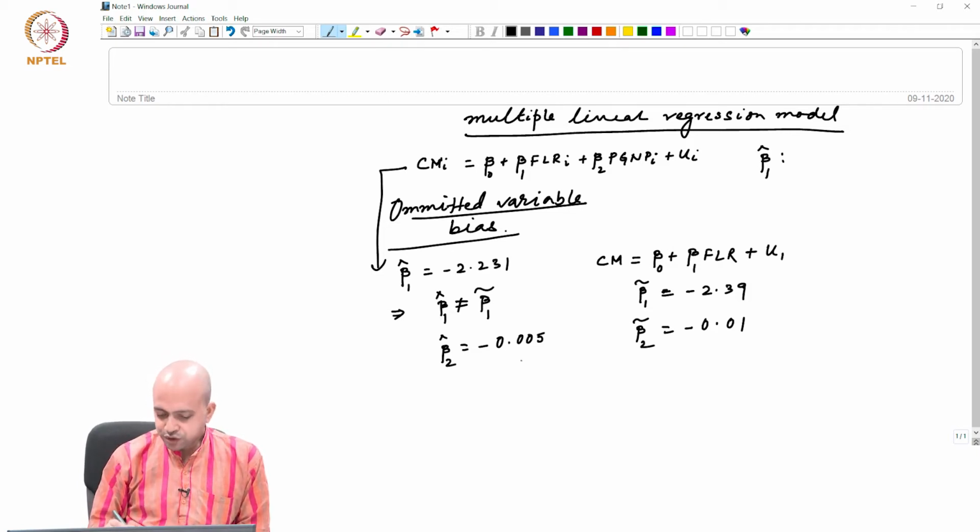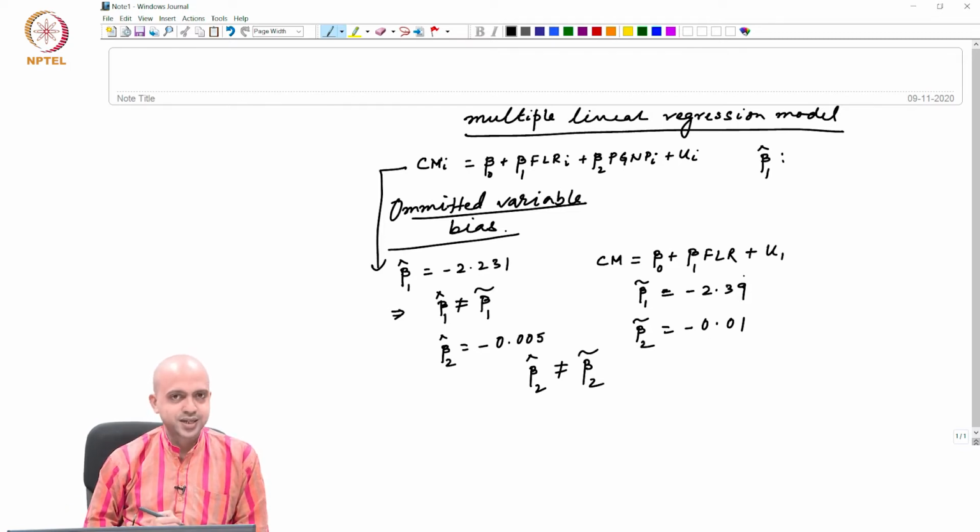Okay. So, that means we can say that beta 2 hat is not equal to beta 2 tilde, rather the beta 2 tilde becomes almost double. So, with this example we can understand the severity of this omitted variable bias when we do not include an important explanatory variable in the model. So, that gives you the proper justification of the multiple linear regression model.